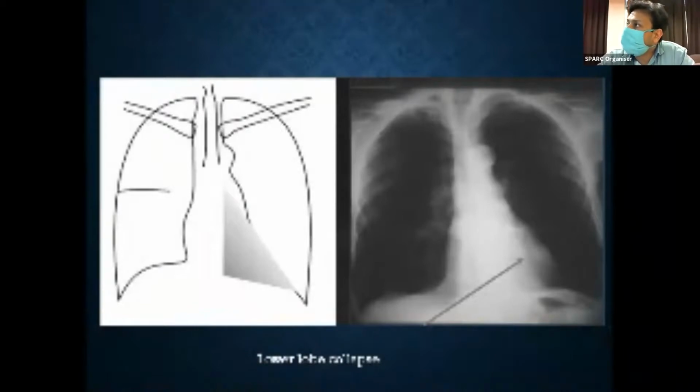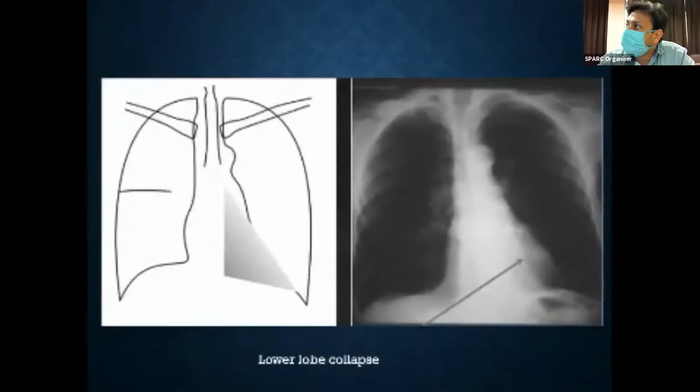So in individual lobar collapse, generally you will not appreciate that much mediastinal shift. Unless more than one lobe is affected on the same side, you won't appreciate mediastinal shift and marked increase in opacity.